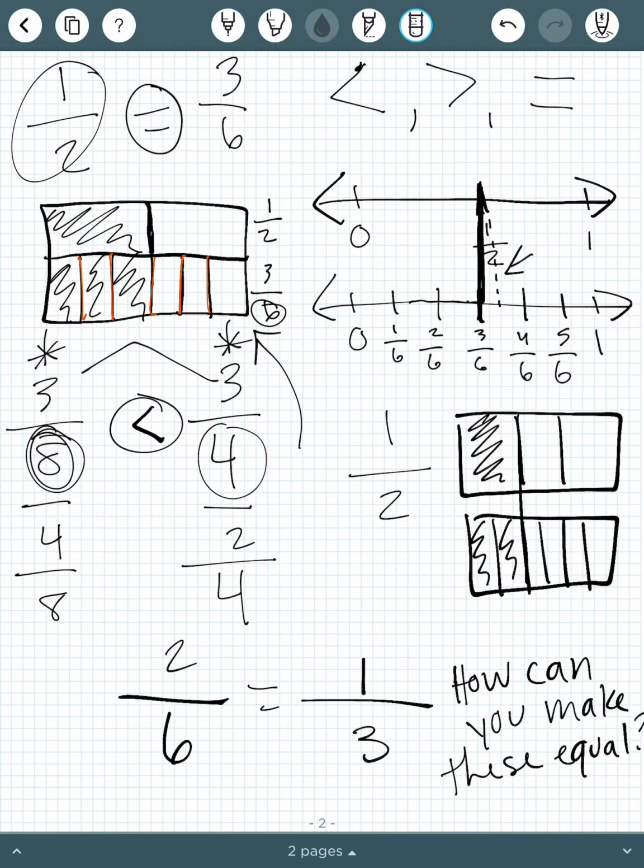They also could put 2/3 or 4/6, or they could even do 3/3 and 6/6 because both of those are equal to 1.